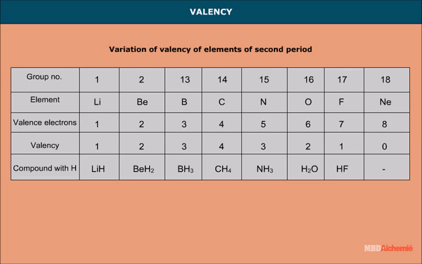If the number of valence electrons is 1, it belongs to the first group. If valence electrons are 2, it belongs to the second group. For elements having more than 2, the group number is 10 plus the number of valence electrons.